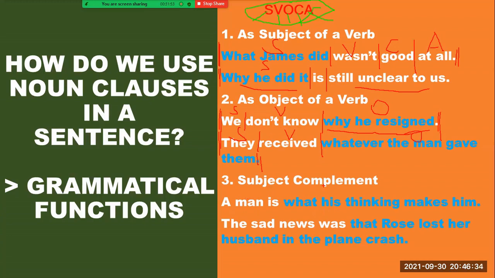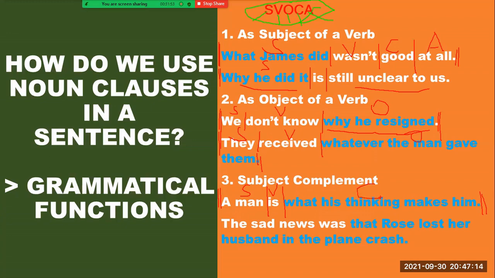A complement is a word or group of words that completes the meaning of the subject, that describes something or adds meaning, gives us information about what we are talking about. That is the complement. So again here, we can begin with the first element, a man. This is the subject. Is, this is the verb. What his thinking makes him. A man is what his thinking makes him.